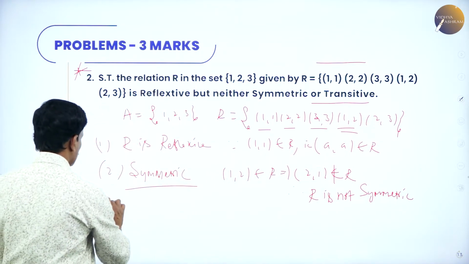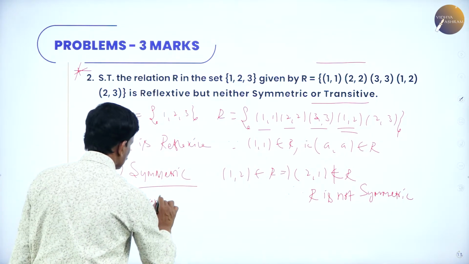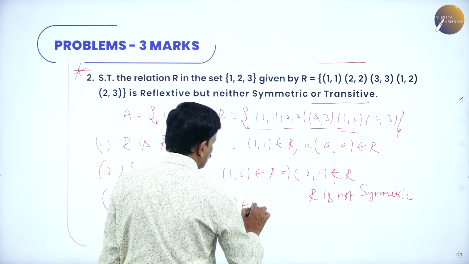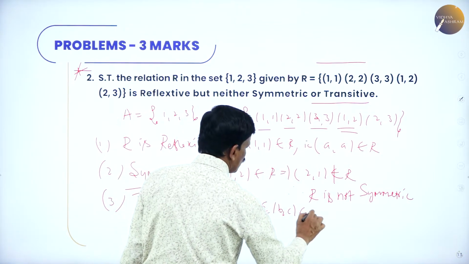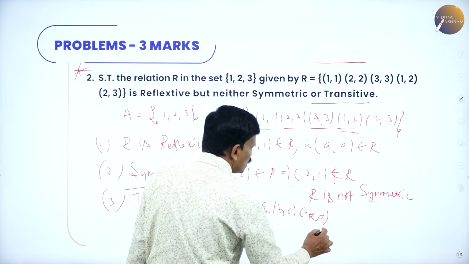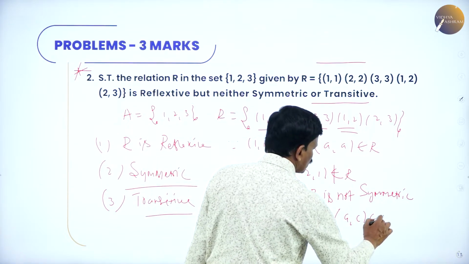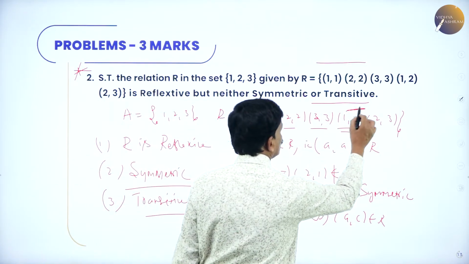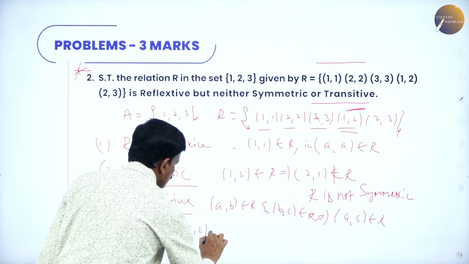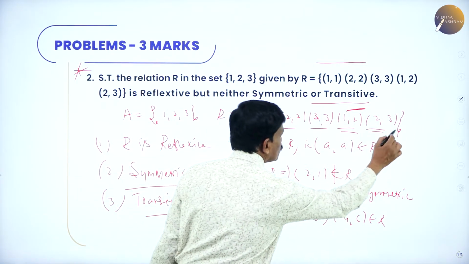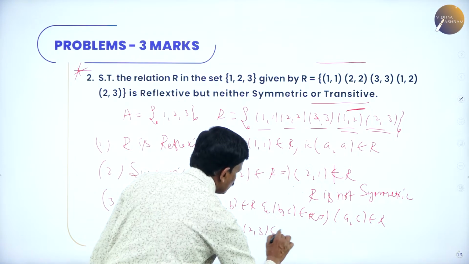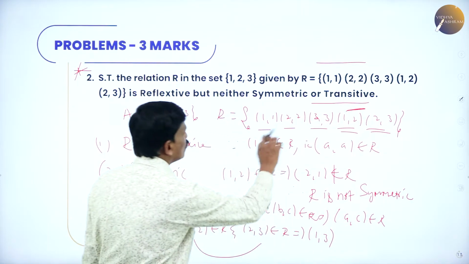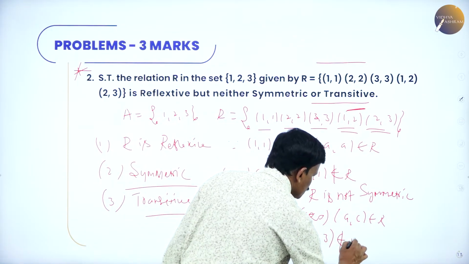Now what is the transitive property? If (A, B) belongs to R and (B, C) belongs to R, implies (A, C) also belongs to R. Now check whether transitive or not. So let us take these two elements. (1,2) belongs to R, and (2,3) also belongs to R, implies (1,3). See, (1,3) is not in the set, does not belong to R.